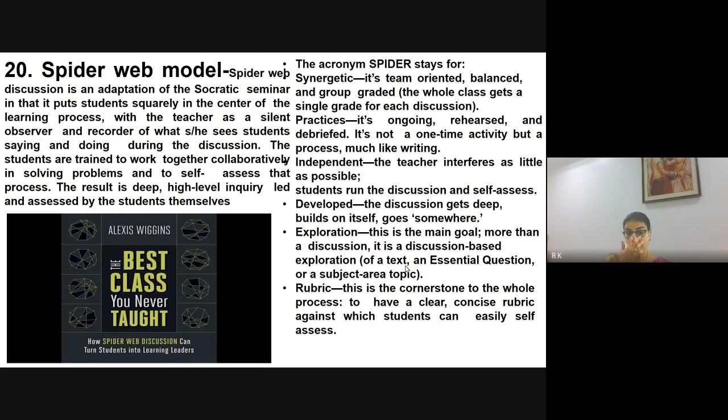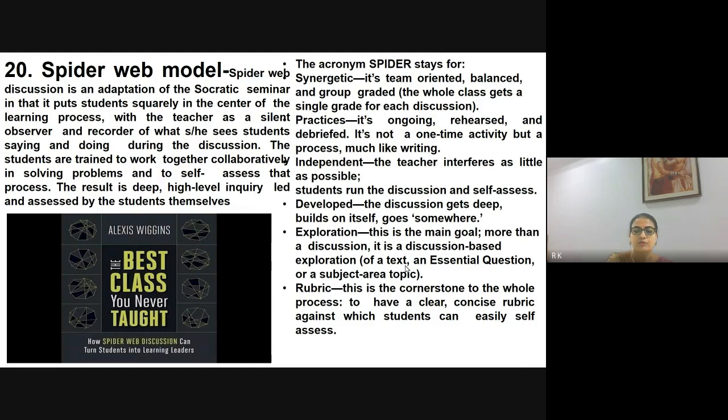SPIDER has an acronym, which I will tell you. S stands for synergistic, P for practices, I for independent, D for developed, E for exploration, and R for rubric. Rubric is the cornerstone of the whole process. It is a clear, concise rubric against which the students themselves can assess on their own whether it was done in a very good way or a very bad way. Because the teacher does not interfere, they are highly independent. They conduct it themselves. Spider web discussion can turn students into learning leaders. It can make them great. They feel that they are the best leaders.